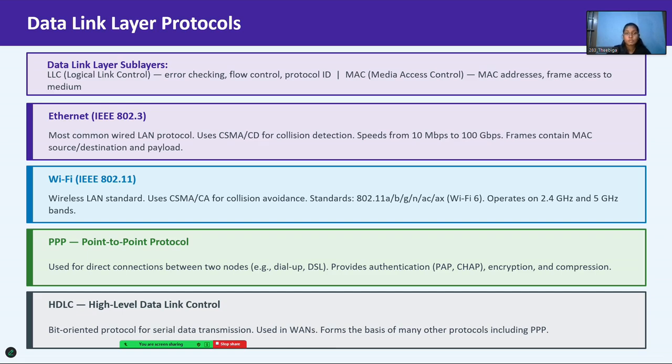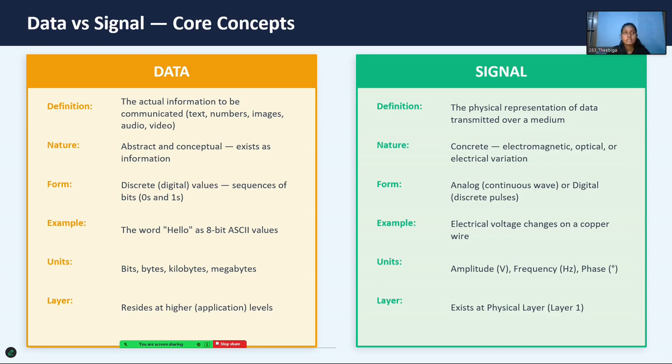PPP, point-to-point protocol, is used for direct connections between two nodes, such as dial-up and DSL links. It supports authentication, encryption, and compression. SDLC is the more foundational bit-oriented protocol used in WAN environments, and it actually forms the basis for PPP and several other protocols. Next, data versus signal.